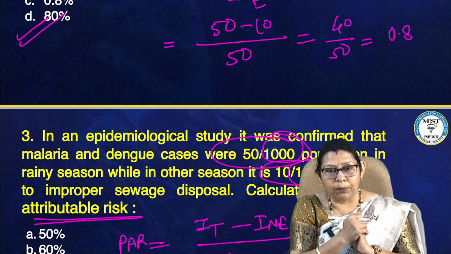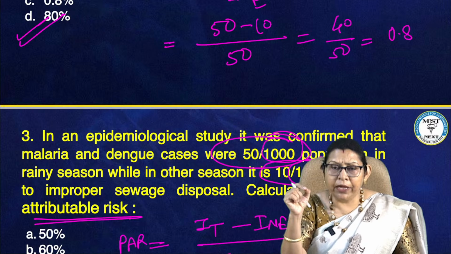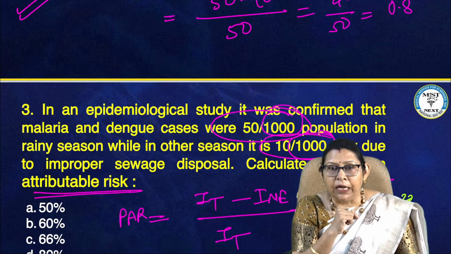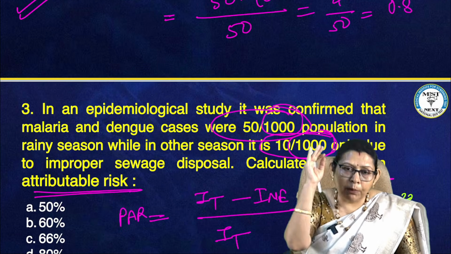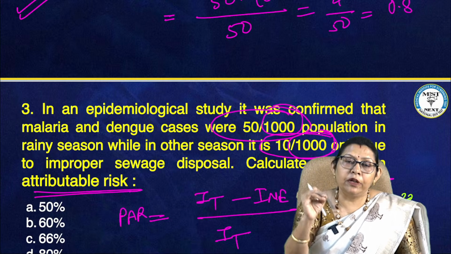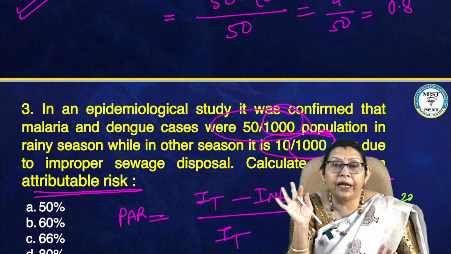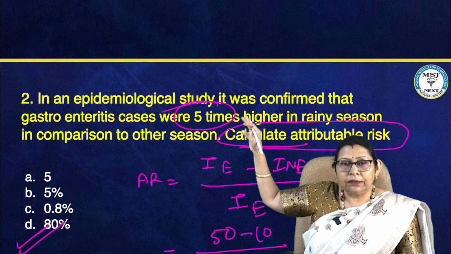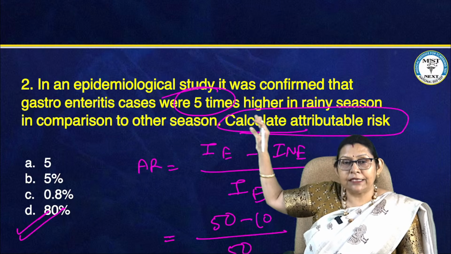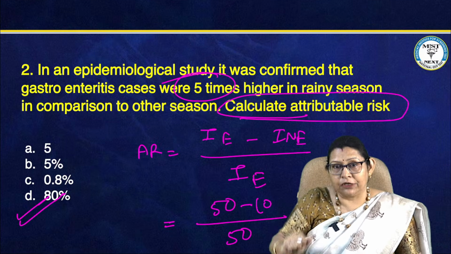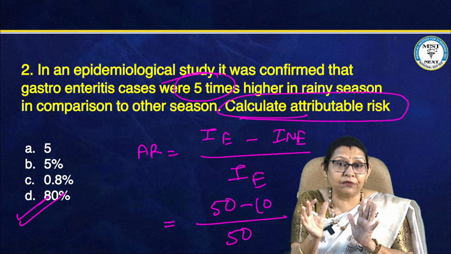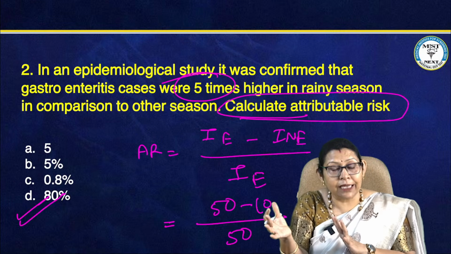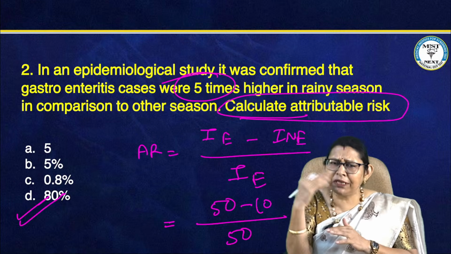What is a population attributable risk? Now, one keyword you should always remember: in a question, the population attributable risk will always be less than the attributable risk. Suppose I say that in this rainy season, the rainy season is responsible for 80% of the diarrhea cases. It means in 20% of the cases the gastroenteritis is happening without the rainy season, so some other factors are working.